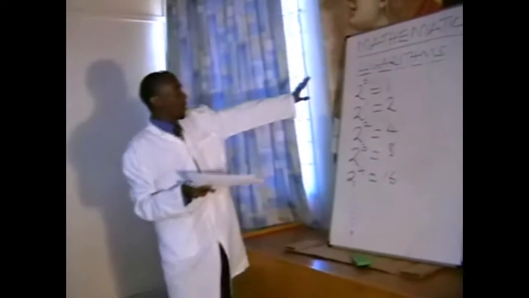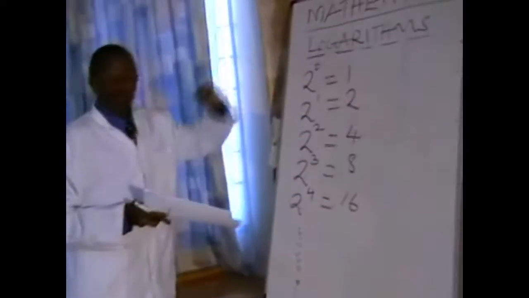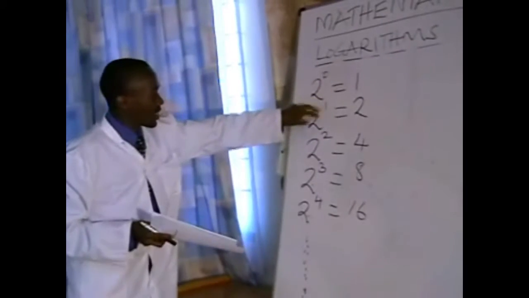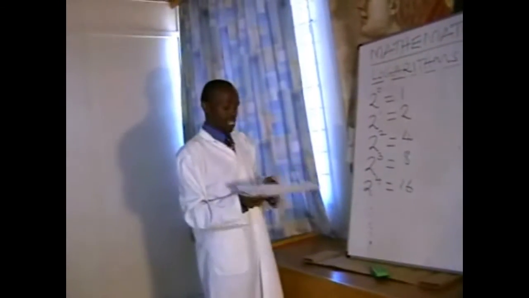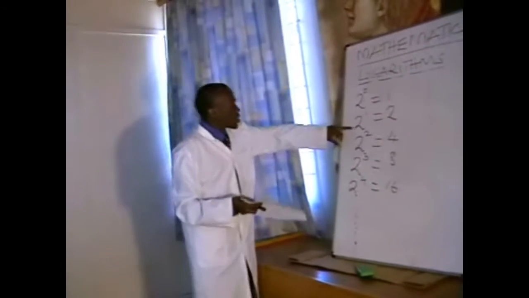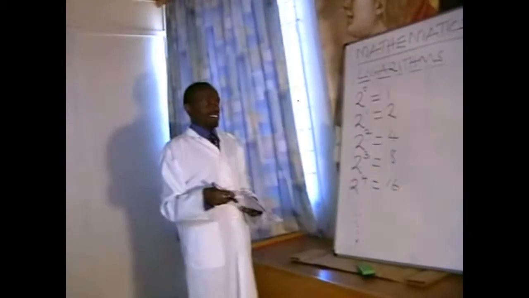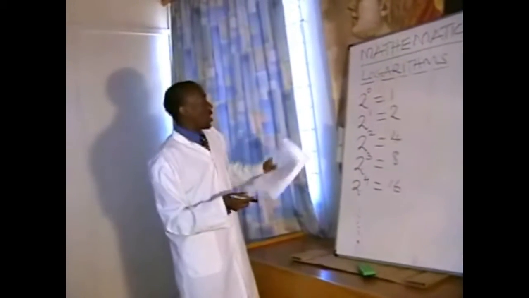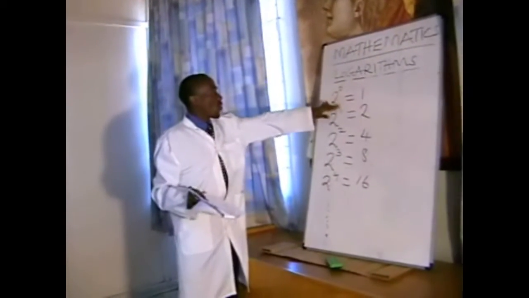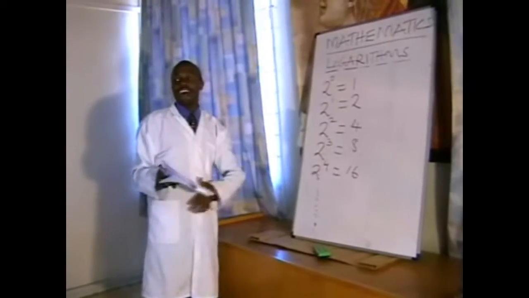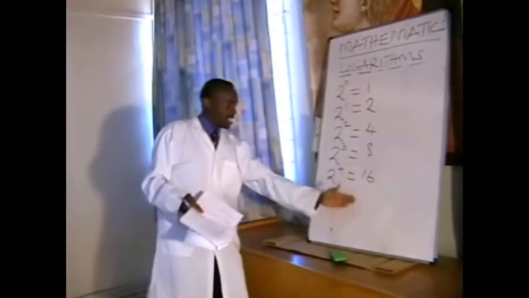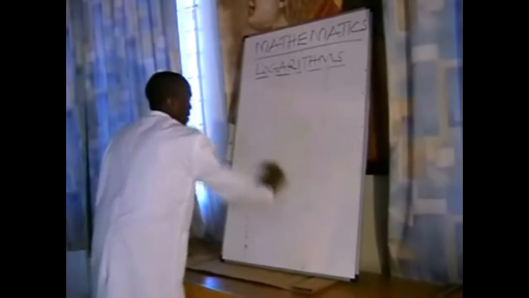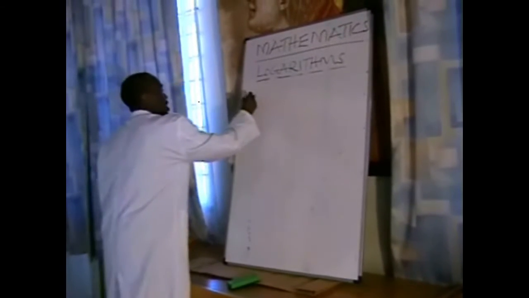Now, the powers to which 2 is raised, 0, 1, 2, 3, 4, and so on, are called the indices, the powers themselves. And 2 is called the base in this case. Are we together? Now, the powers, once again, 0, 1, 2, 3, 4, and so on, are called the logarithms of the corresponding numbers to base 2. Express these powers in index form and in logarithmic form.